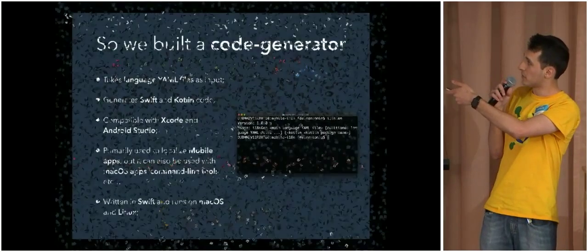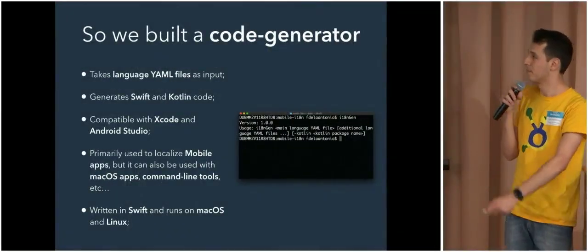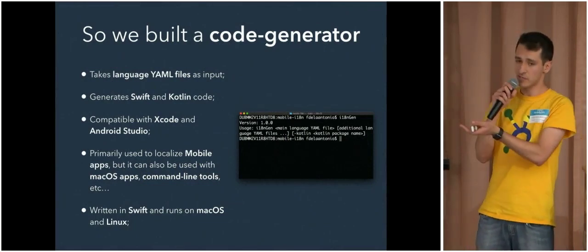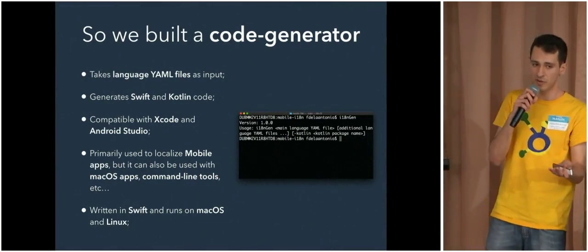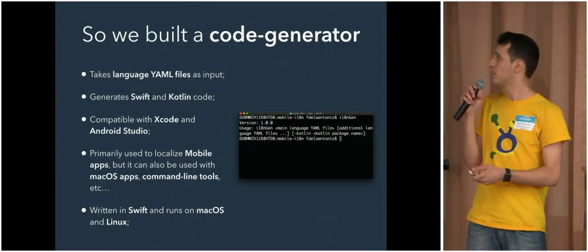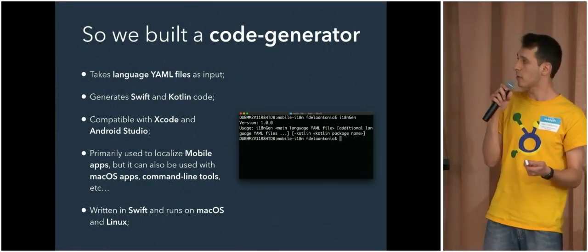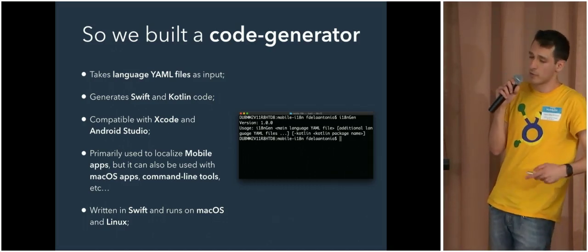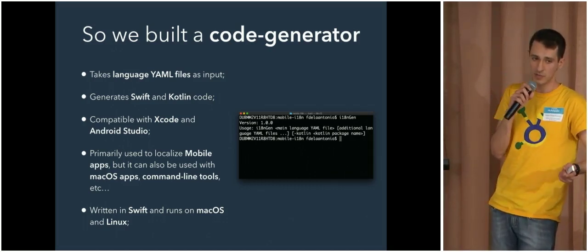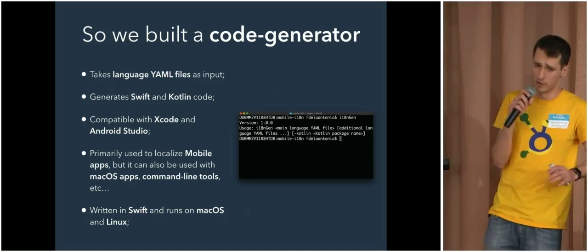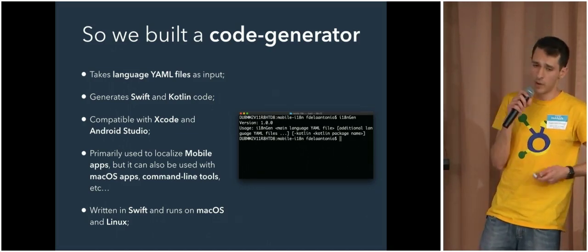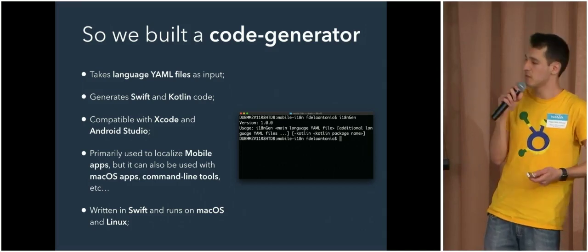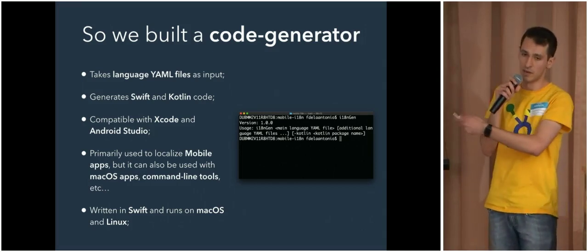Because of this, we built a code generator. It takes YAML files as inputs, the same language YAML files that the front-end team use. And we generate Swift and Kotlin code. It's compatible with Xcode and Android Studio. It's primarily used for mobile apps, but it can also be extended to be used with other kinds of apps, like macOS apps, command line tools, you name it. And it's written in Swift, so it runs on macOS and Linux.